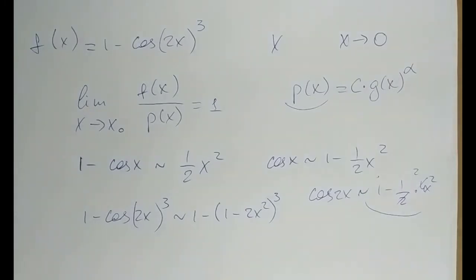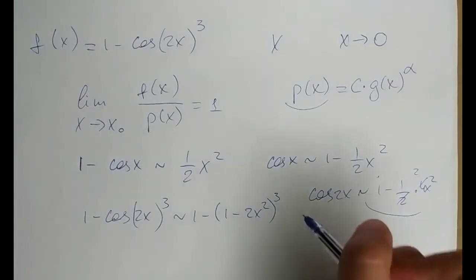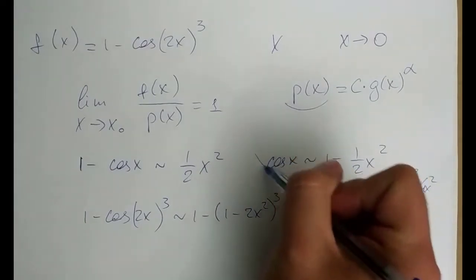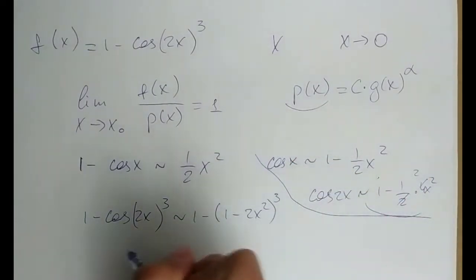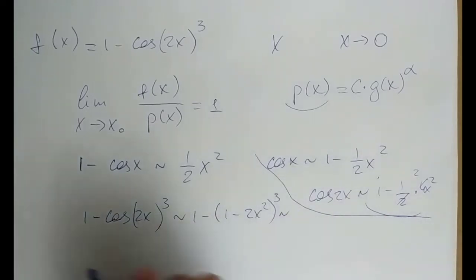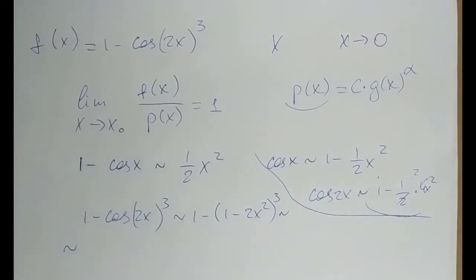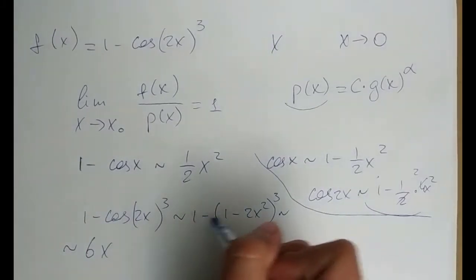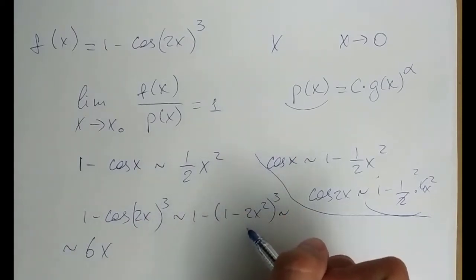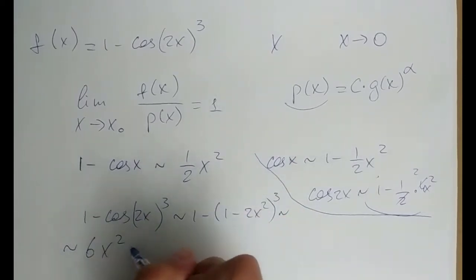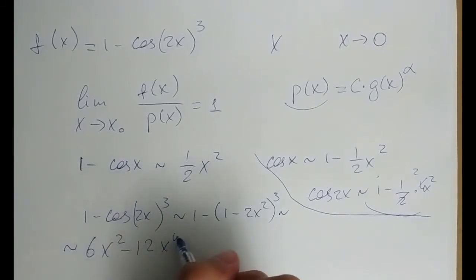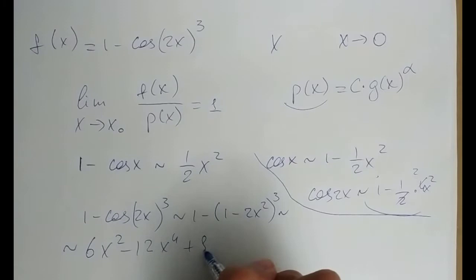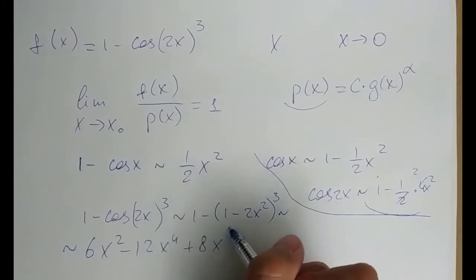So now, if we continue, if we open these brackets, we have that it is equivalent to 6x squared. If you open these brackets, we have here 1 and minus 1, they are cancelled, and 6x squared, the next term will be minus 12x to the fourth, and plus 8x to the sixth degree.